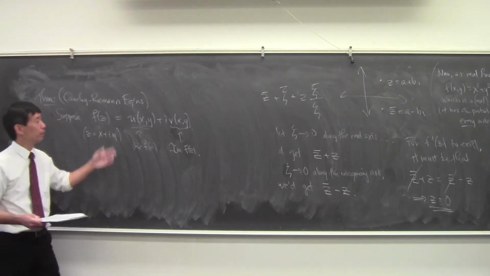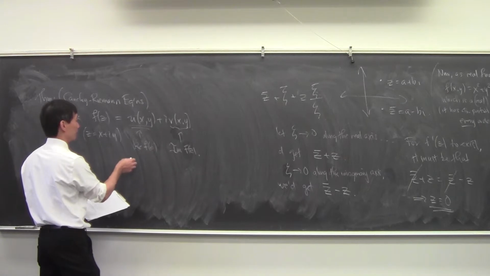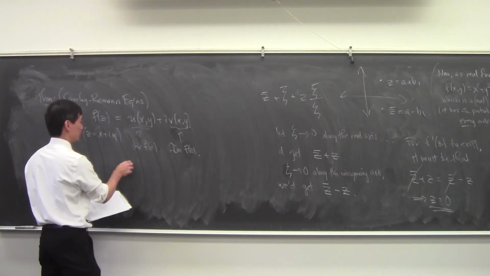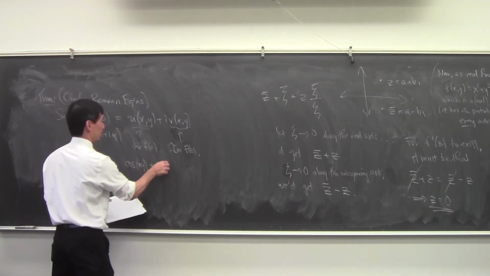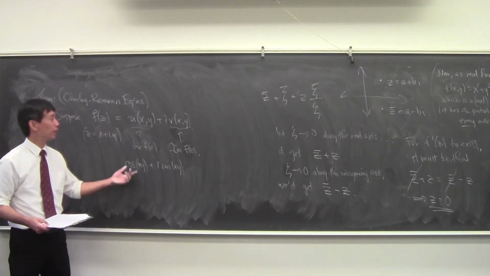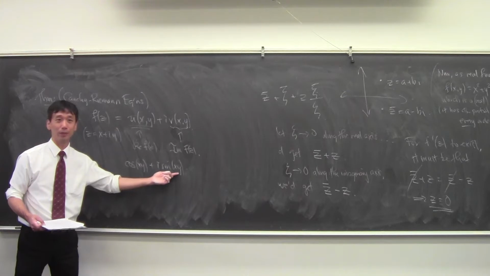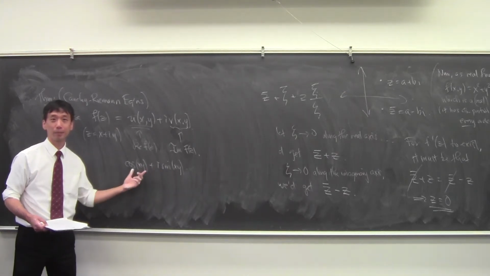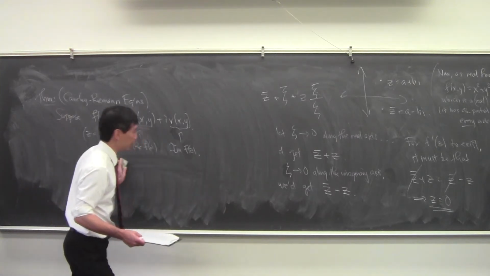Okay, so suppose you had some function and it looks like, I don't know, cosine of xy plus i sine of xy. So you've got some real part of your function, you've got some imaginary part of your function. Suppose your function looks like that.